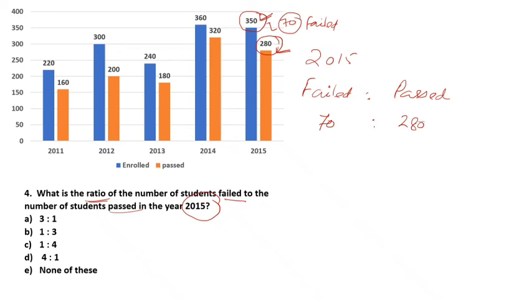What is the ratio between these two? Cut 0 and 0. 7 one time, here 7 four times. So 1:4. 1:4 is the answer. Accordingly, you can mark answer C as the correct answer.